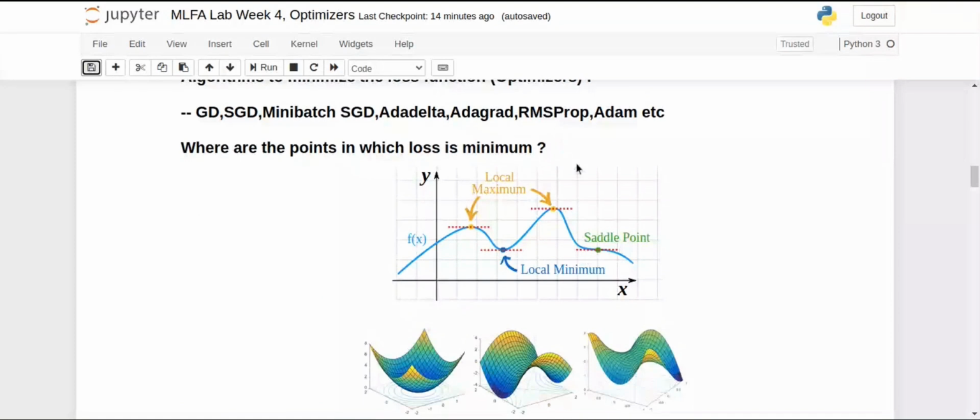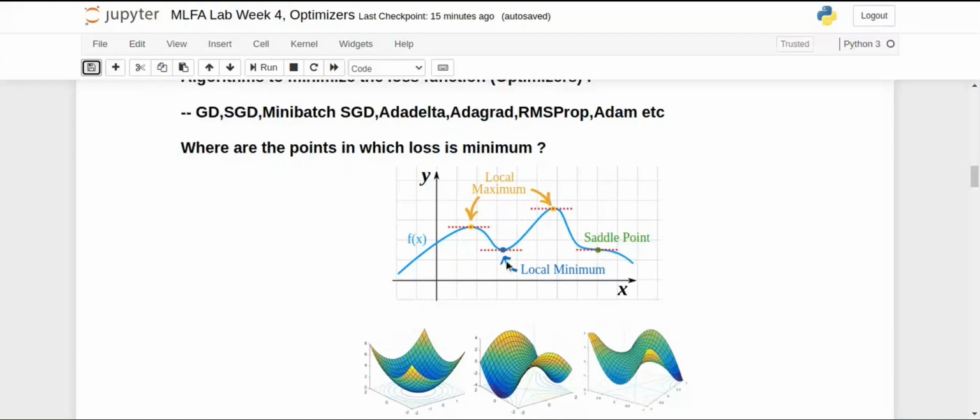But for non-convex function there is a problem, and it is the saddle point. In saddle point also, the d error by dw is 0. So what happens most of the time, suppose you start from here, and you get to the saddle point, then you might think that this is the local minima, but local minima or global minima can be here. So in stochastic gradient descent or mini batch gradient descent or gradient descent, the problem is the training can be stopped in the saddle point, and it will not reach the local minima.